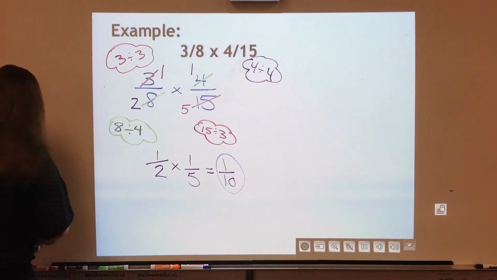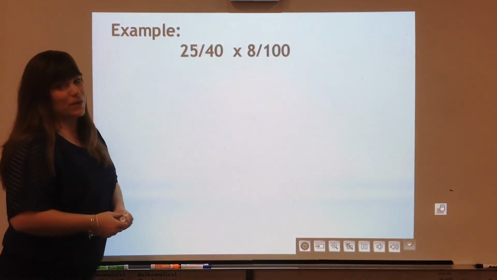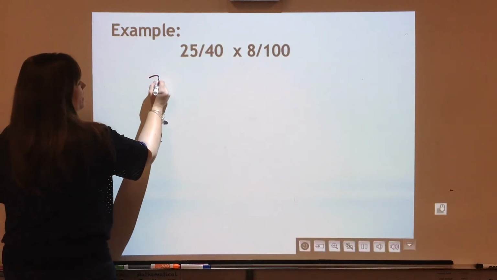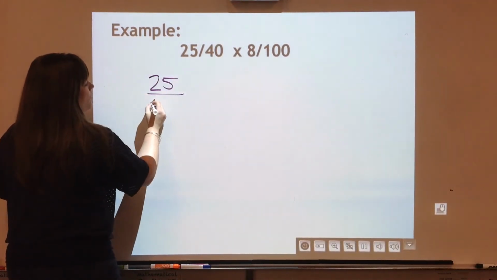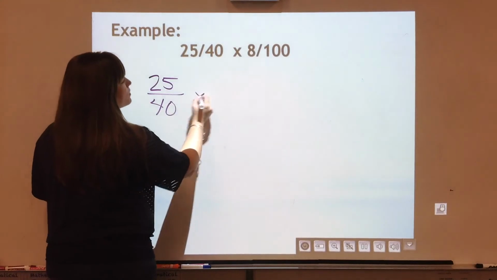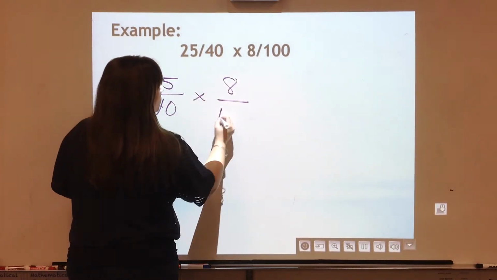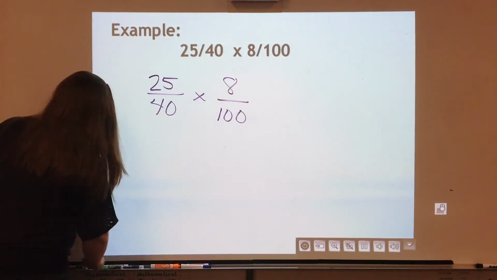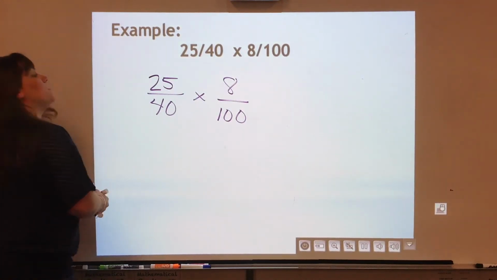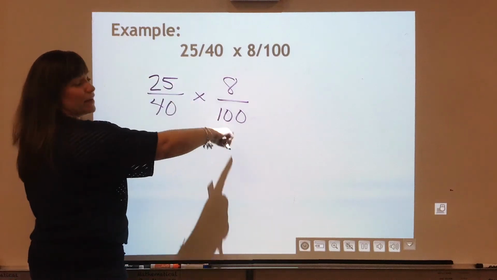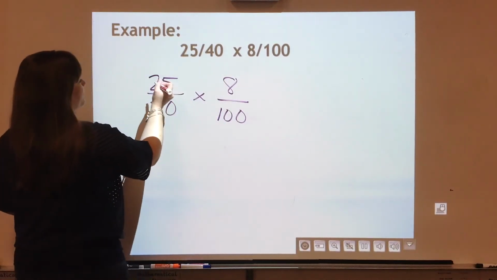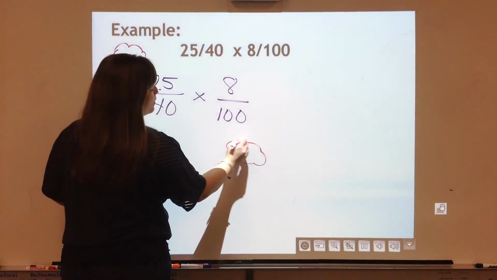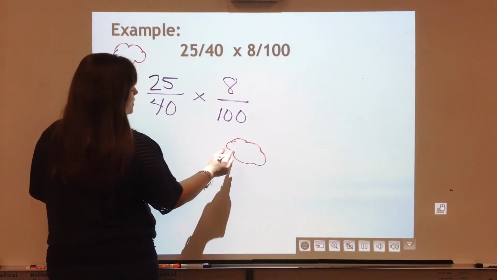Let's try one last one. This is one where we really see the value of simplifying first. So we have 25/40 being multiplied by 8/100. So I'm going to cross out. Right away I see that 25 and 100 work well together. So I'm thinking, what is the common factor? And it is 25, the greatest one.